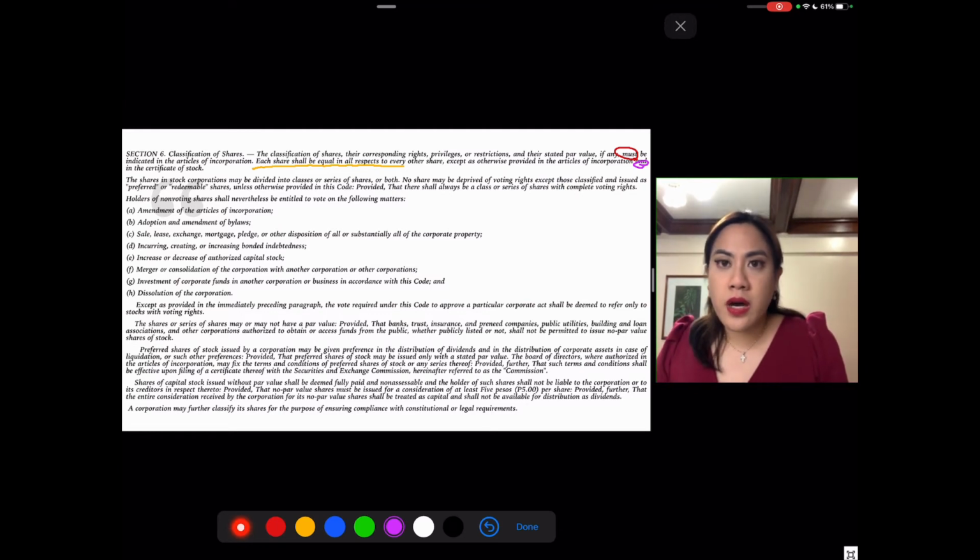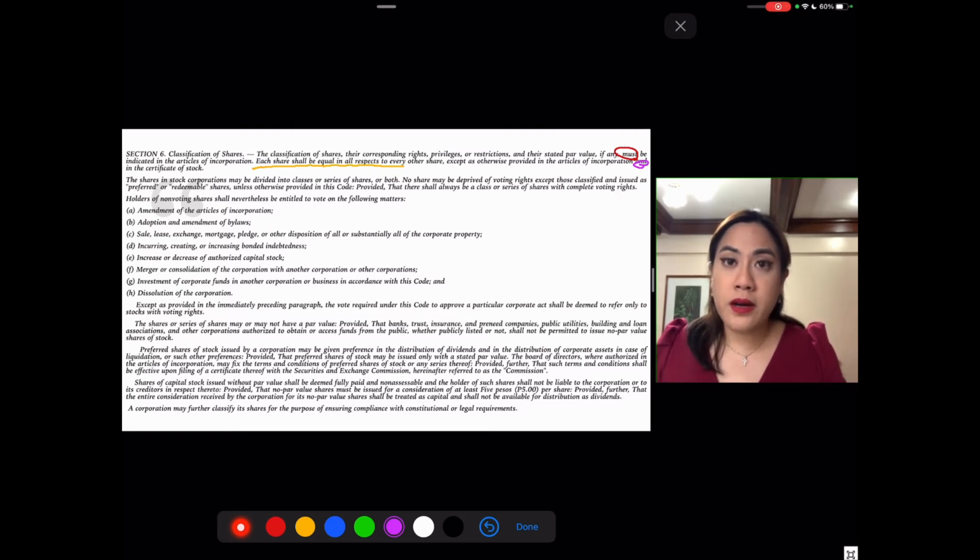So shares in stock corporations may be divided into classes or series of shares or both. No share may be deprived of voting rights except preferred or redeemable, unless otherwise provided in this code. In any case, there shall always be a class that has complete voting rights. And usually these are common stocks.